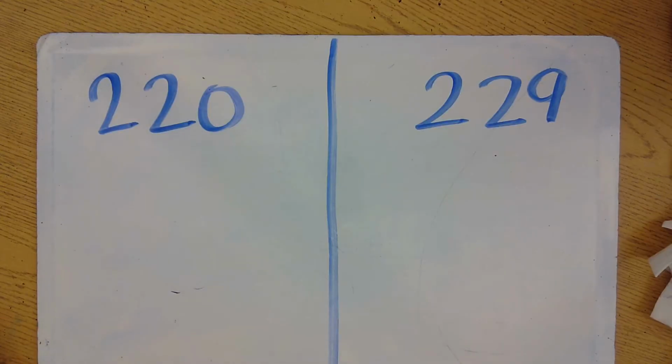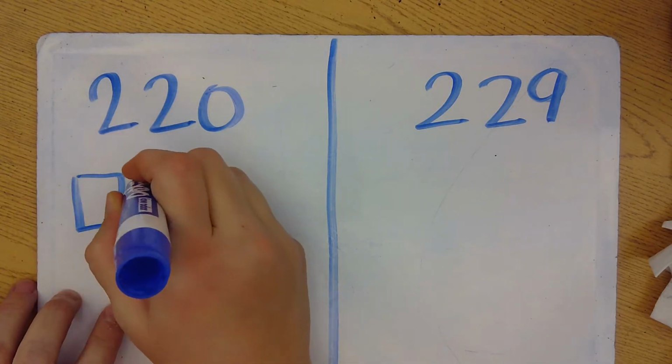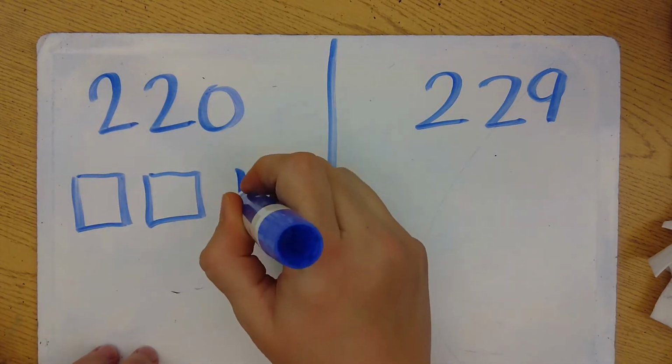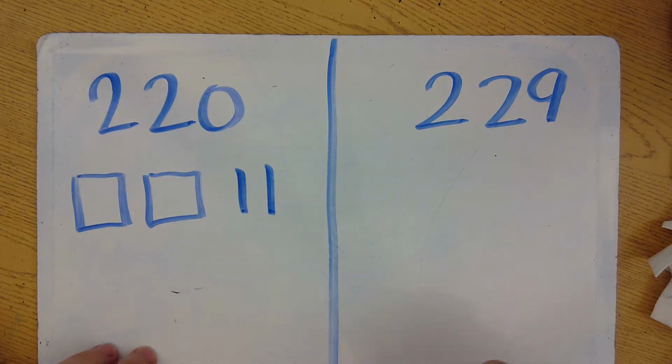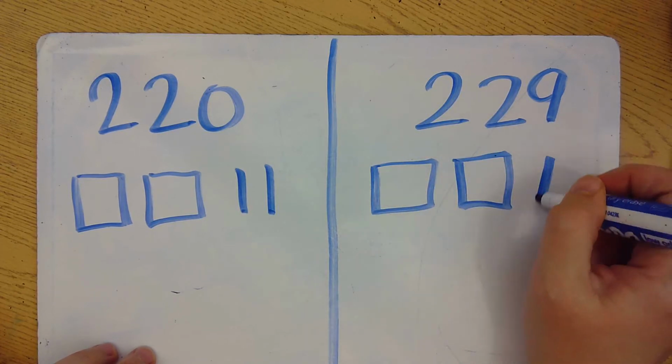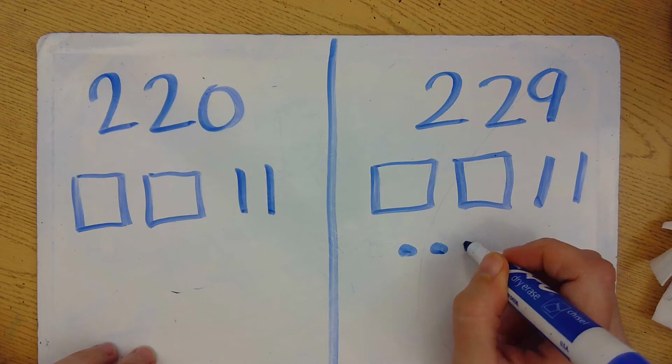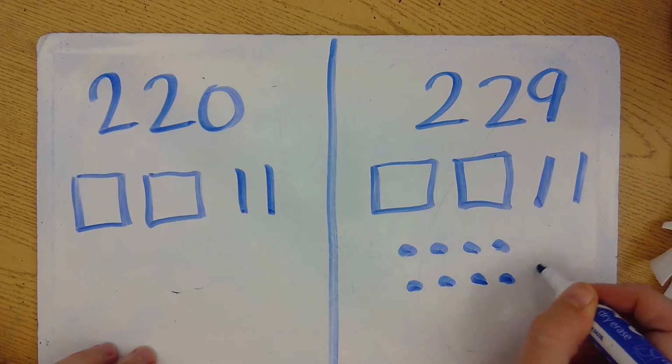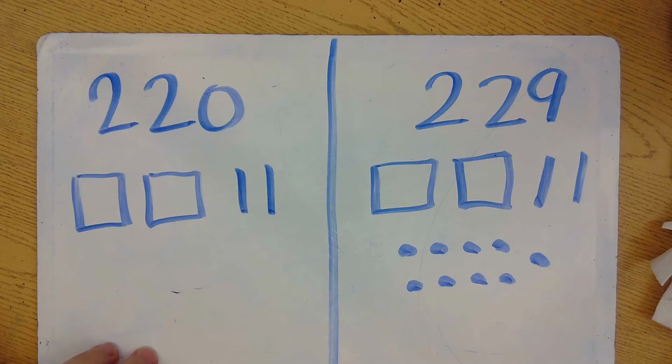If I compare the numbers 220 and 229, and I use base 10 blocks to help me compare those, this is what it would look like. So we would have 2 flats and 2 longs. For 229, we would have 2 flats again, 2 longs again, and 9 cubes. So take a look at both of those numbers. Which one is larger, 220 or 229?